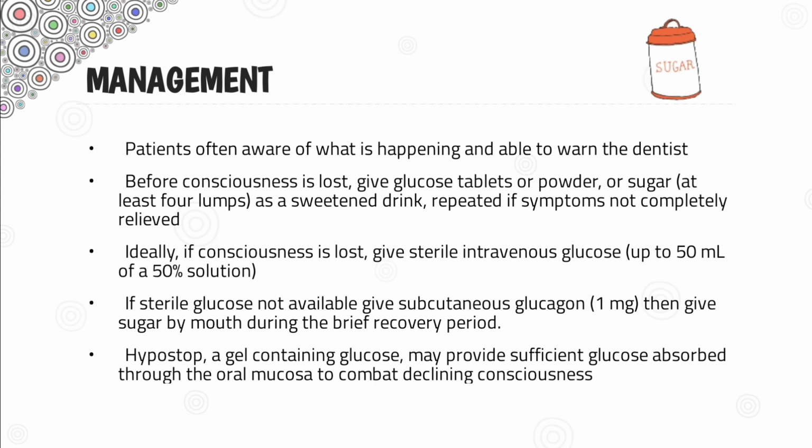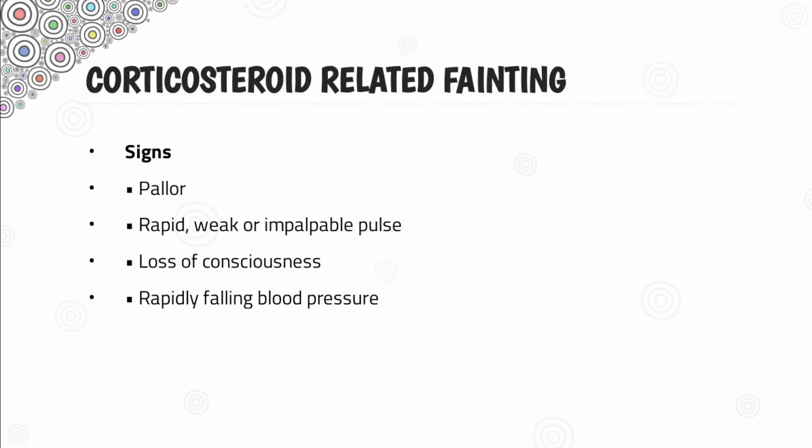So basically, if you have sugar, try that before loss of consciousness happens, or else if the patient is unconscious, then give sterile IV glucose. If not, subcutaneous glucagon 1 mg, and Hypostop, that is a gel containing glucose. Again, that can be given. If the patient is declining consciousness, then you can try giving Hypostop, which is an oral gel.